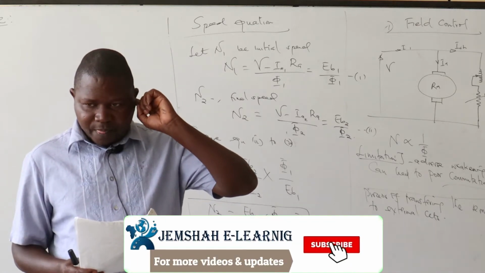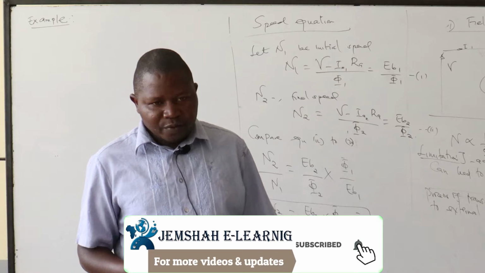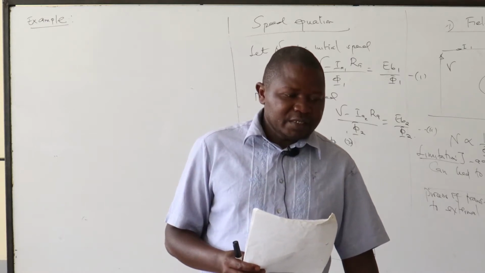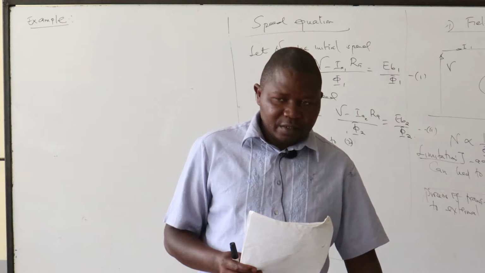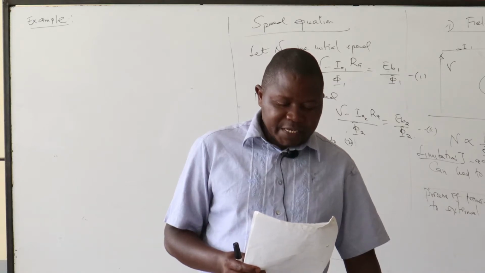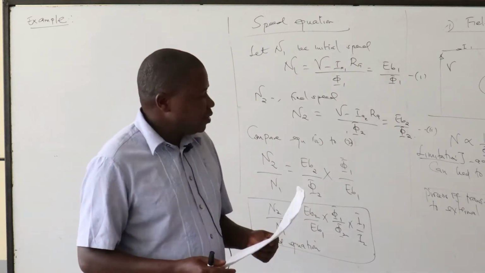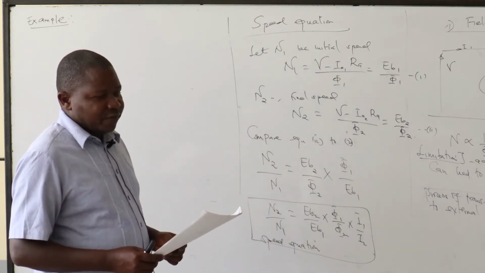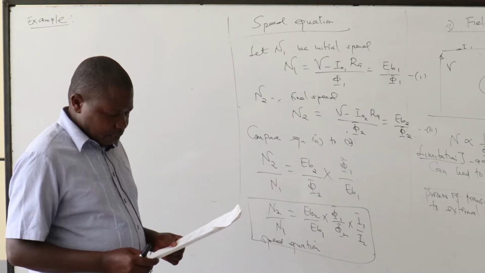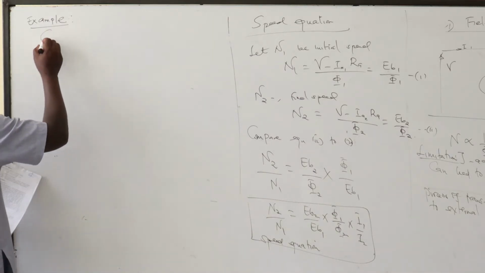Calculate the speed when a resistance is inserted in the field, reducing the shunt field to 80% of the normal, and the armature current to 100 amps.